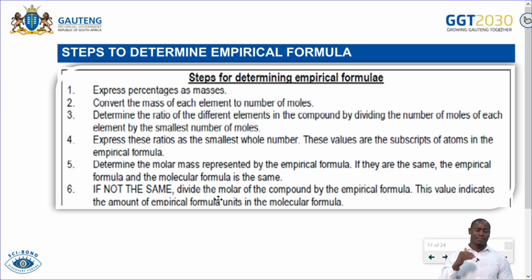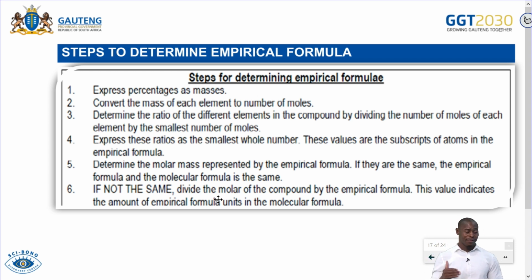So first thing, it should be to express those percentages as masses. From there, convert those masses to number of moles. And then 3, find the ratio of those elements, right? How do you find the ratio of those elements? You have to divide the number of moles of each element by the smallest number of moles.